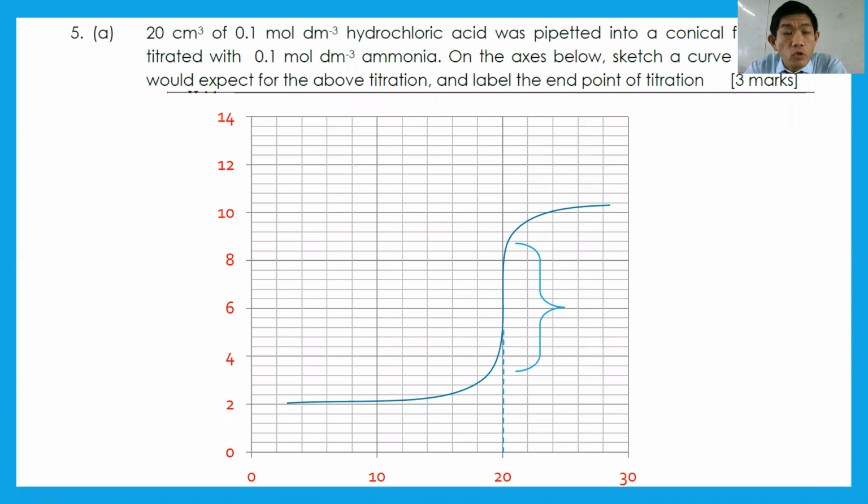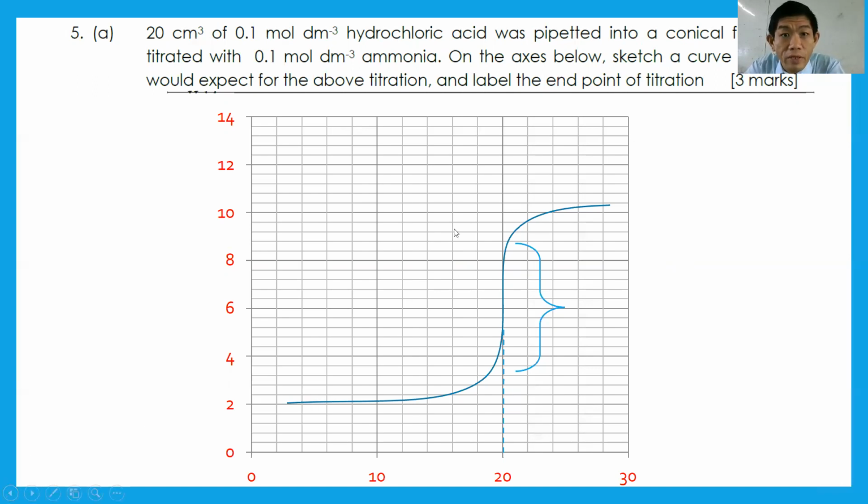Okay, and finally, 20 centimeter cube of 0.1 hydrochloric acid was pipetted into a conical flask and titrated with 0.1 ammonia. On the axis below, sketch the curve that we expect for the above titration and label the endpoint. So you're expected to sketch and then label the endpoint in here. So this is the result of the sketch. So you just simply sketch.